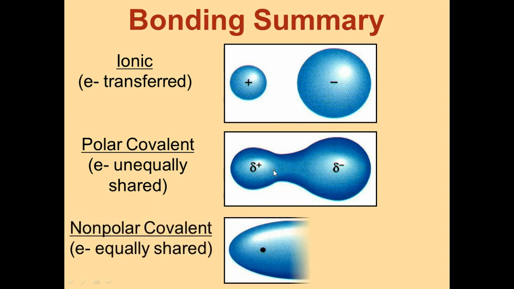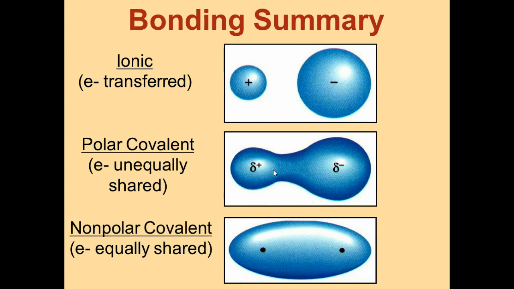And so nonpolar covalent bonds are shared equally. Both sides share it equally, so neither side has more negative or more positive. The thing about this one is it's partially positive, partially negative, but in ionic, it's either positive or negative, no ifs, ands, or buts about it.